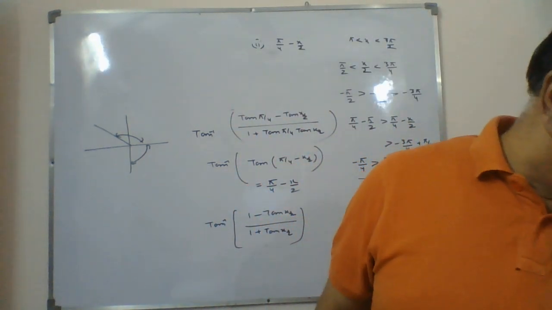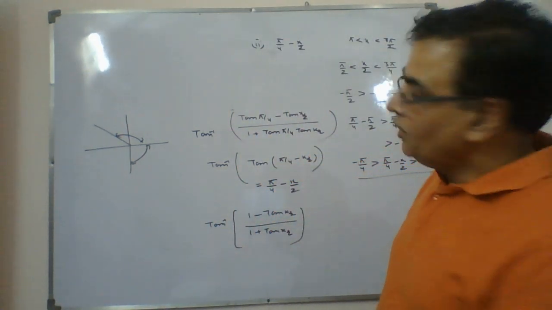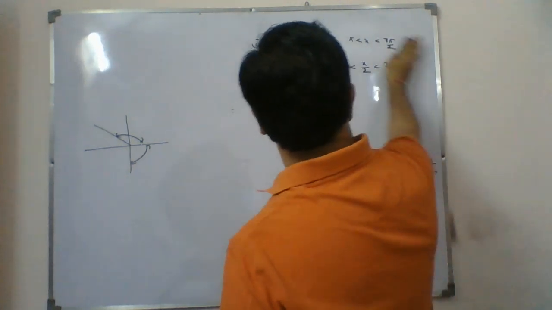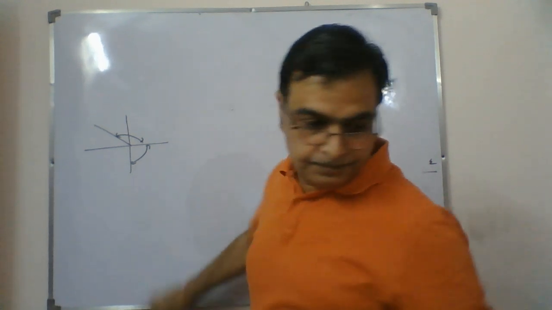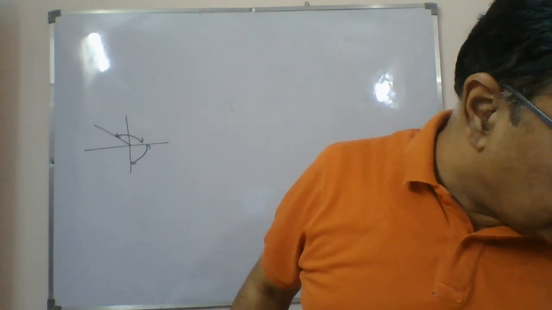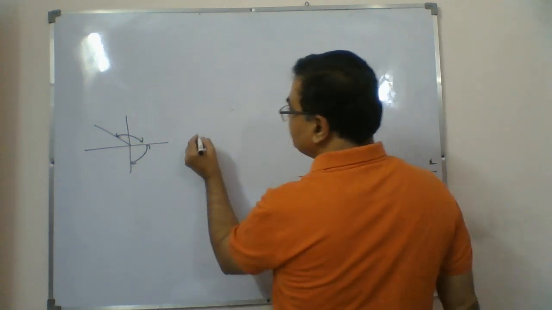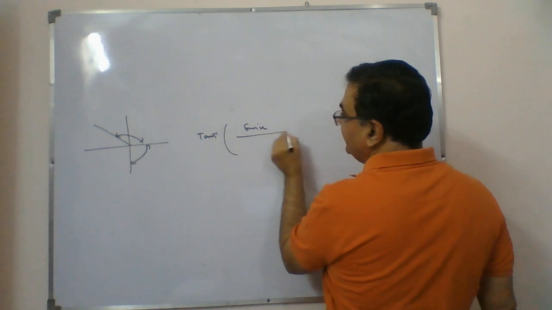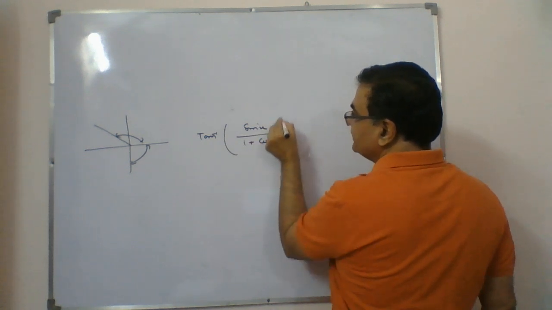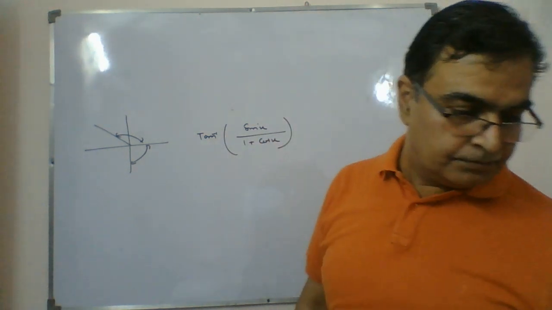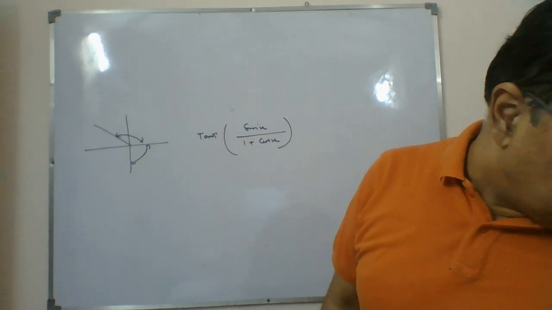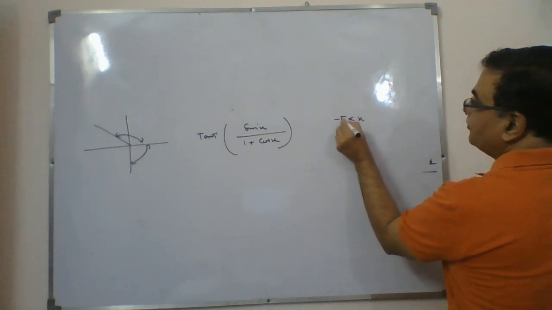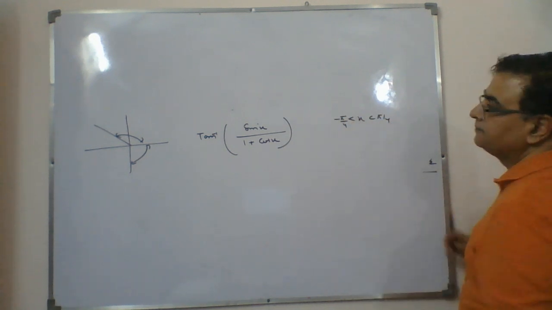Same way, if you take another question. Now it is tan inverse of sin x by 1 plus cos x. And here in this case, x is given between minus pi by 2 to pi by 2.